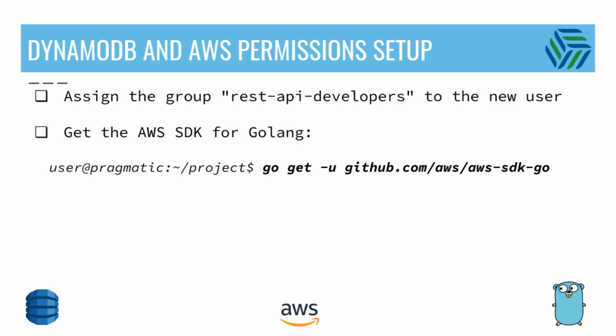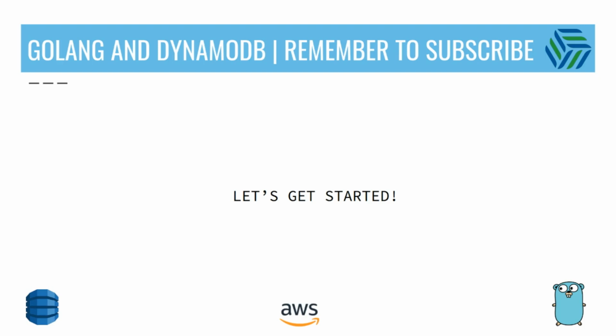And finally, we need to get the AWS SDK libraries for Golang. We need to execute go get and the URL that is github.com/aws/aws-sdk-go.